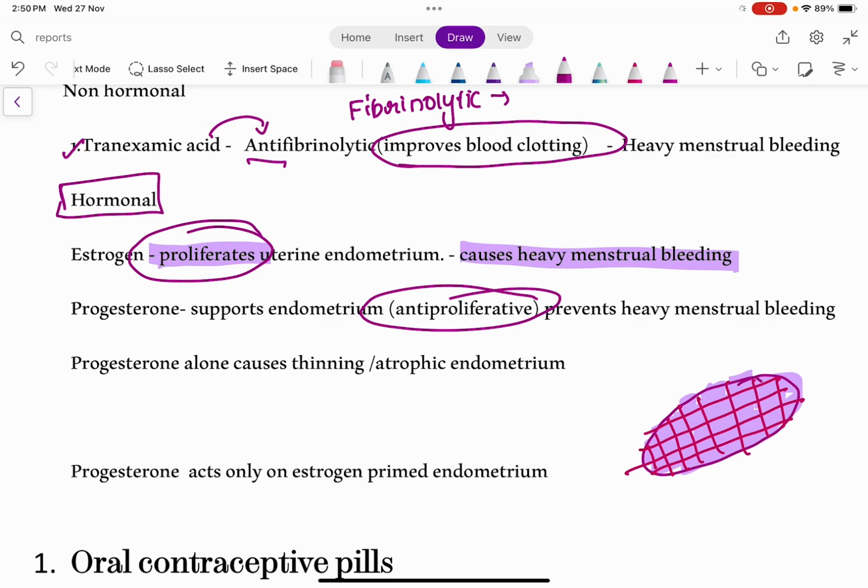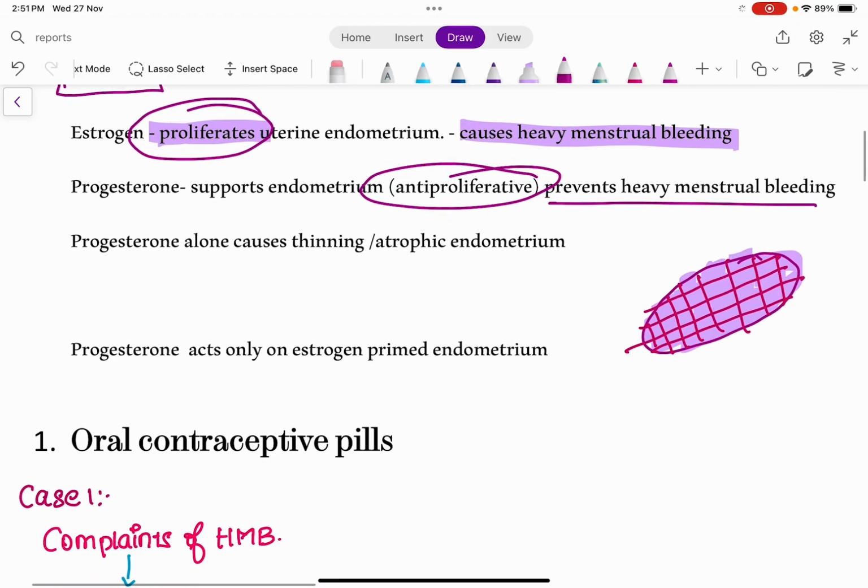Once progesterone comes into play and supports the endometrium, it prevents heavy menstrual bleeding, because if progesterone binds the endometrium, no bleeding will happen. Only if there is withdrawal of progesterone will the endometrium lose its support and bleed. Please remember, estrogen alone causes proliferation of the uterine endometrium. Progesterone alone has an anti-proliferative effect, such that if you give only progesterone to a female, it will result in a thinned, atrophic endometrium.